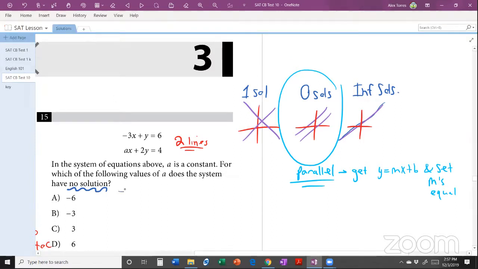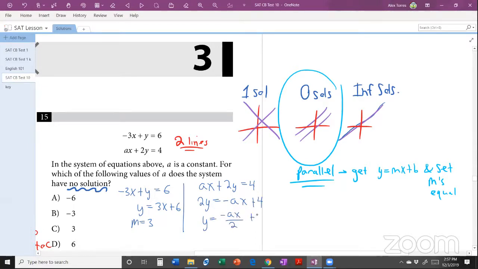We'll have negative 3x plus y equals 6. Get y by itself, so add 3x to both sides. So y equals 3x plus 6. The slope is 3. For the other one, we have ax plus 2y equals 4. We're going to subtract ax from both sides. 2y equals negative ax plus 4, divided by 2. y equals negative ax over 2 plus 4 over 2, which is 2.